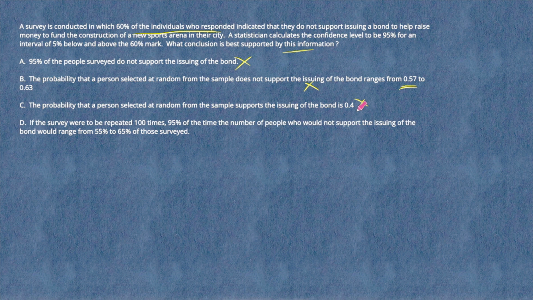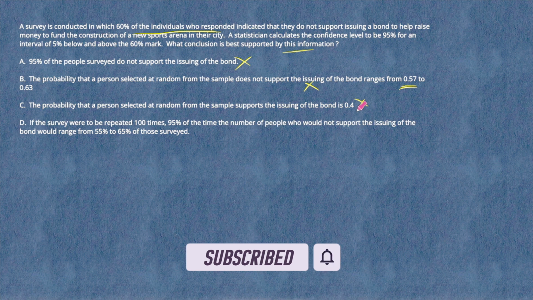In this problem, the range of the interval is 60% plus or minus 5% because it states 5% below and above. So choice D, which says if the survey was repeated 100 times, 95% of the time, the number of people who would not support the issue would fall under 5% less than 60, which is 55, and 5% more than 60, which is 65. So choice D is the one which supports, and that's the conclusion we could make from the statement given. So choice D is the correct answer, and that's how we solve this problem.